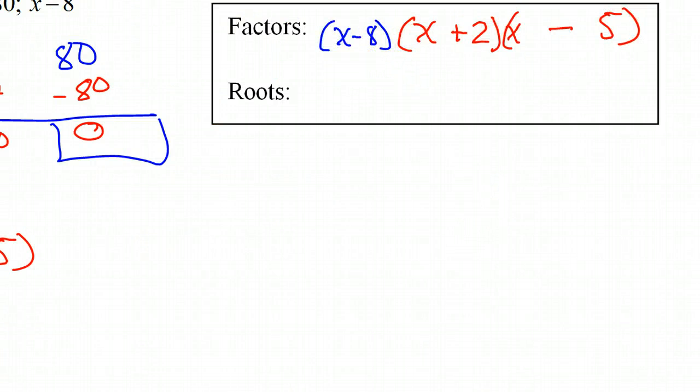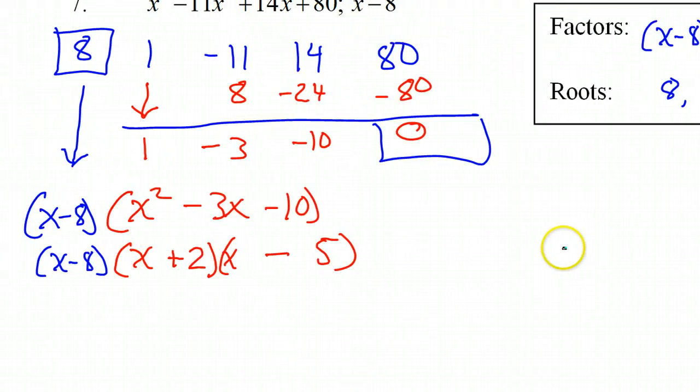So these are the factors, and the roots. I've got my positive 8 and my negative 2 and my positive 5. That was number 7.